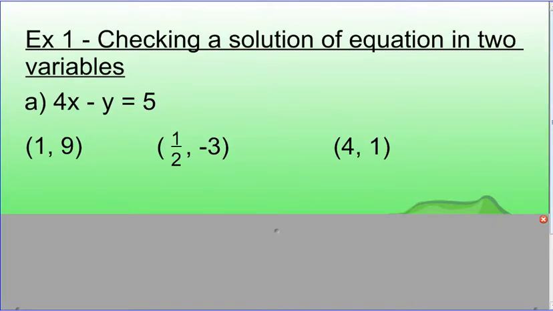So example 1 says we want to check a solution in 2 variables. I have 3 different points. Are these points solutions to this equation? Now, just because one point is a solution does not mean the others are not. It's possible to have multiple solutions. So you do have to check every single point, even if you find one of them is true. So let's see.